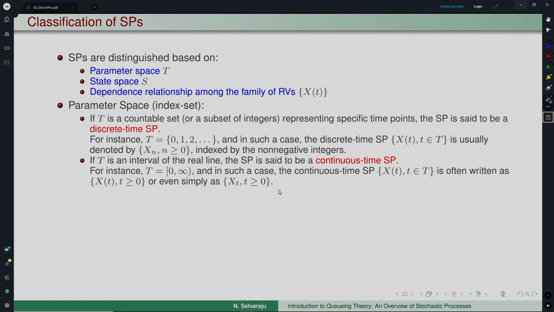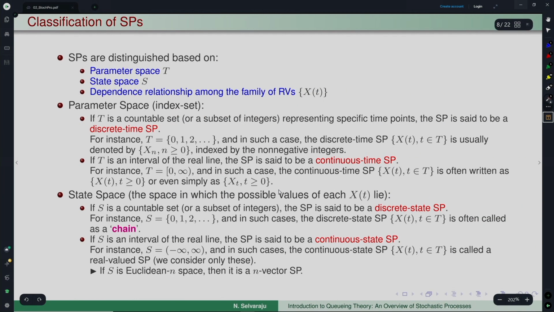Okay. This is based on the parameter space. You are dividing into discrete time and continuous time, and depending upon the state space, if the state space is a countable set, then we call this a discrete state stochastic process. Whenever it is of this nature, we call this a chain rather than a process. We normally tend to refer to this kind of thing when the state space is discrete. We refer to the stochastic process as a stochastic chain. The chain is the word that is used in such scenarios.